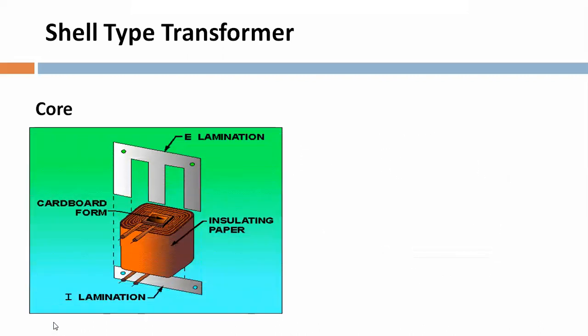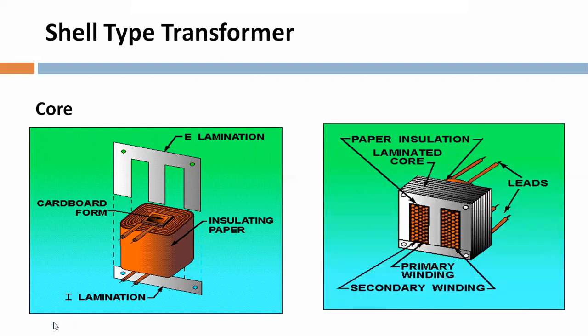Now interleaving: EI-shaped cores are interleaved to reduce the reluctance of the magnetic path. This is the core, laminated. From here we see that insulating paper is used for making the lamination. This is the I lamination. E and I make a core. This is paper insulation, the laminated core, and leads will be there for the supply and the load. We apply 2 terminals as the supply and take 2 points as the load. This is a primary winding and the secondary winding is there.